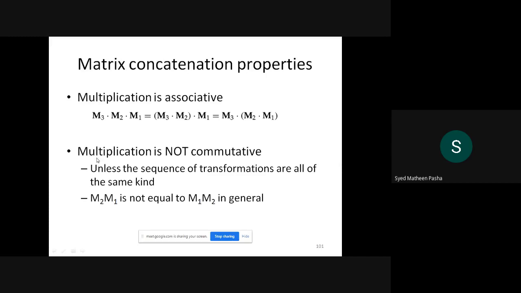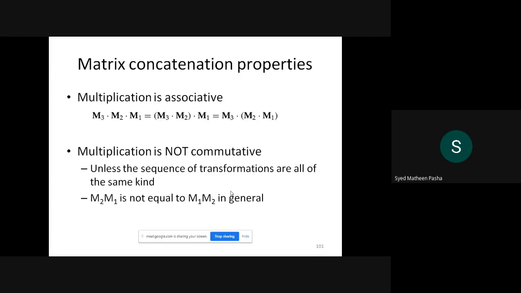Then the next property is that multiplication is not commutative. Sorry, multiplication is not commutative. So what does this mean here? In the second property, multiplication is not commutative. We have some sequence of transformations which are all of the same kind. If I take m1 and m2, m1 times m2 is generally not equal to m2 times m1. These are the two main properties you need to remember if a question is asked on matrix concatenation properties.